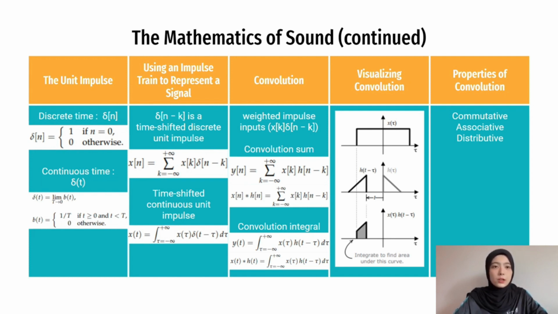Multiply the two signals across the t axis and integrate from negative infinity to positive infinity along the t axis to find the area under the curve.